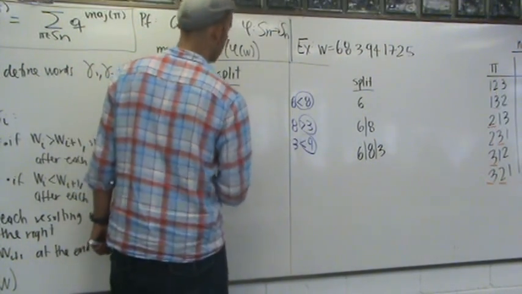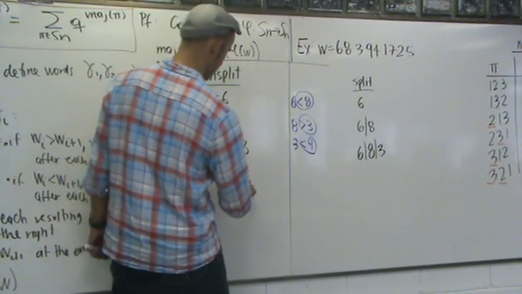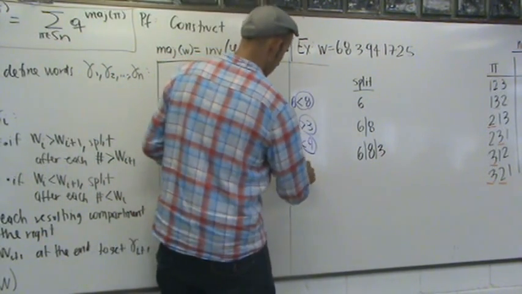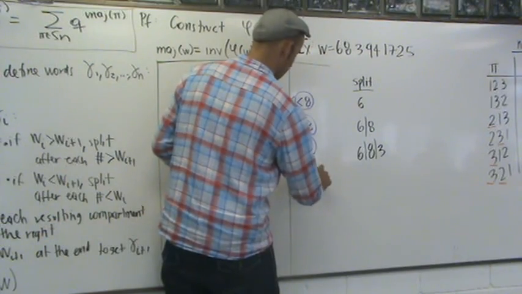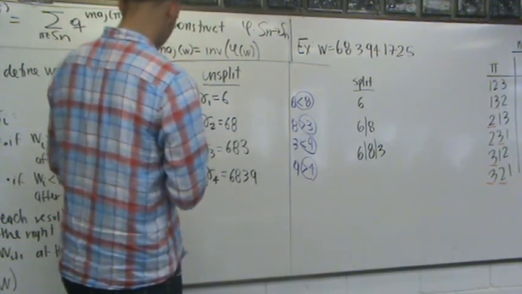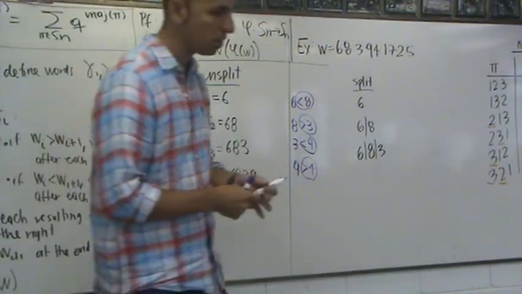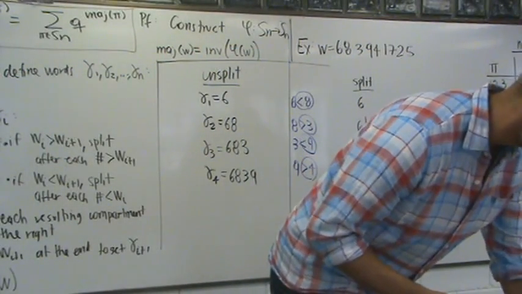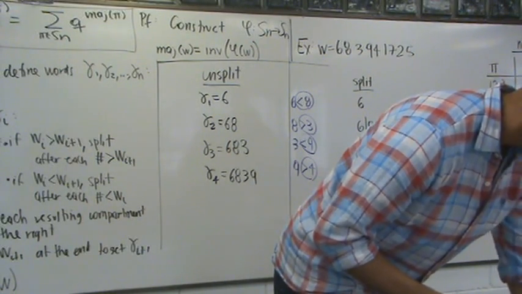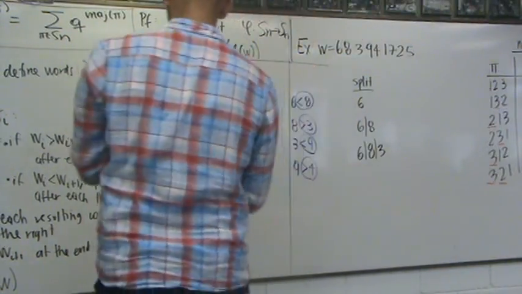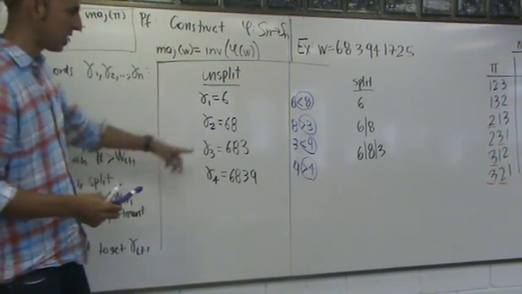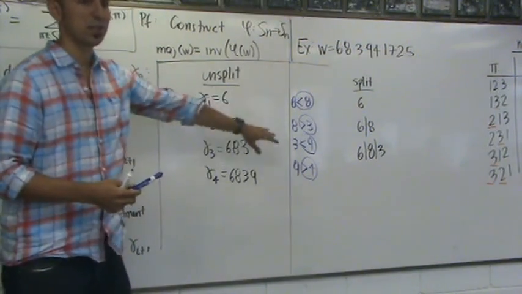I add the next number. 6, 8, 3, 9, and now it starts to get a little bit more interesting. So now 9 is bigger than 4. I think I have a typo here. Sorry. It's 9 plus 1, but it's basically what I'm doing here. I think this is a lot clearer than this.